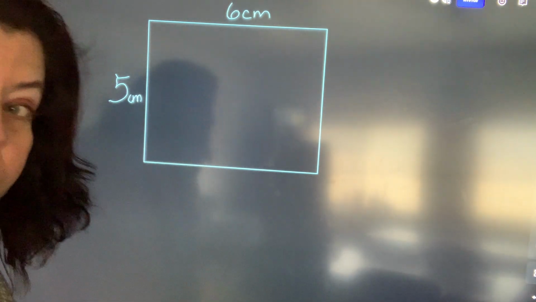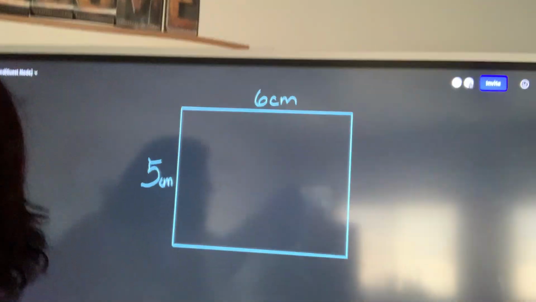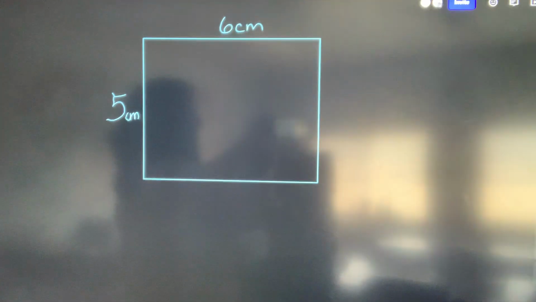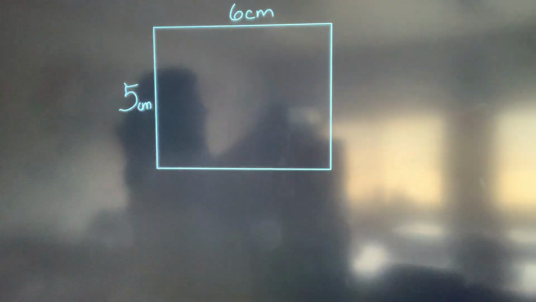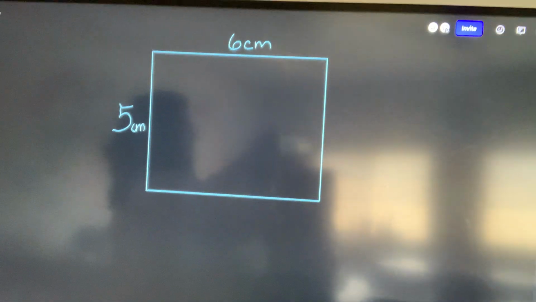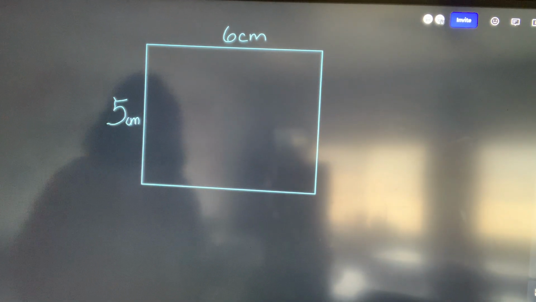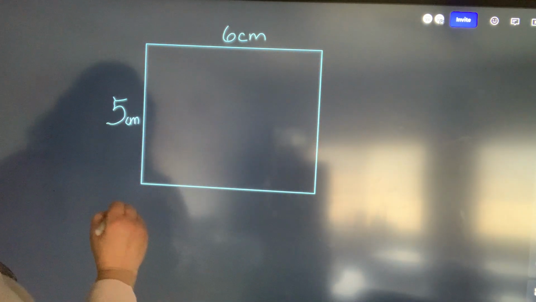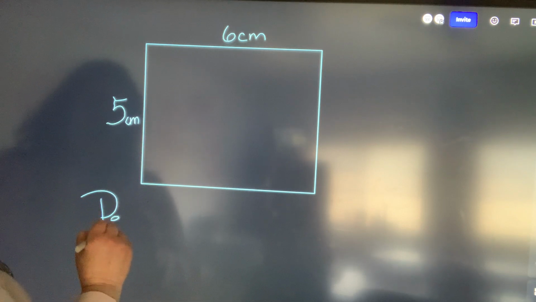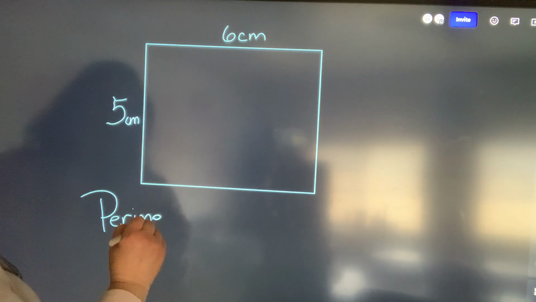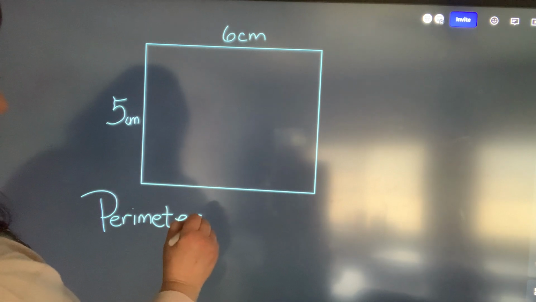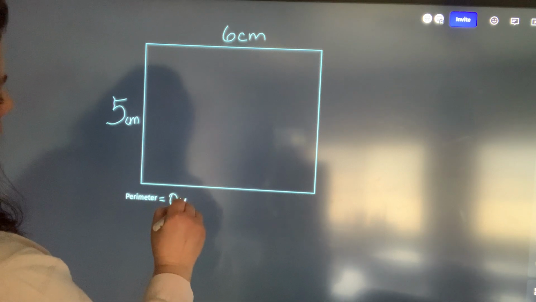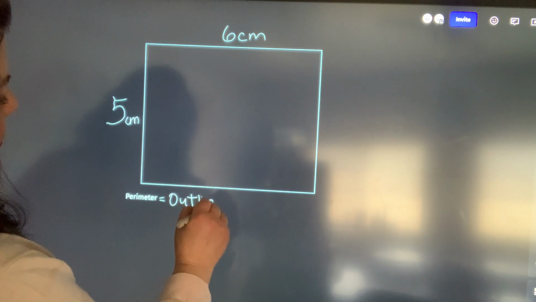The measurements, also called labels, are very important. We must always include our labels. Alrighty then. So, the perimeter is the outline of a shape. Perimeter equals outline.